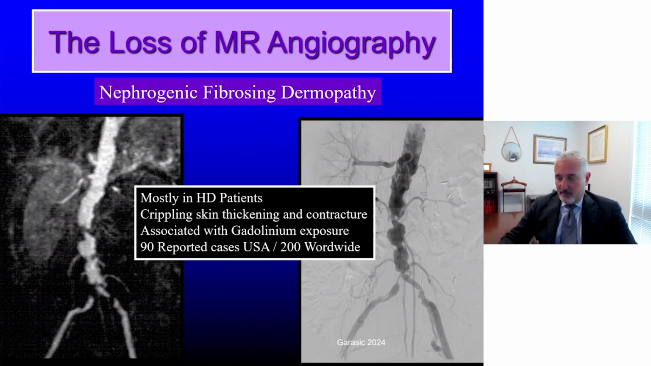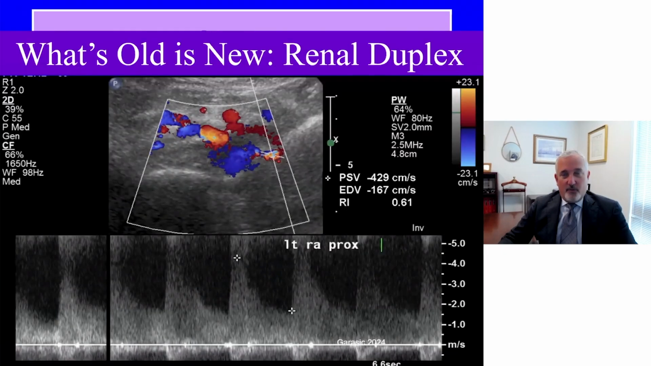So while it's good that we still have good old cheap options like renal artery duplex, we've lost something if we don't use axial imaging. Here is an example of a high-grade renal artery stenosis that's been intubated and has a peak systolic velocity of 429 centimeters per second and an end diastolic of 167.